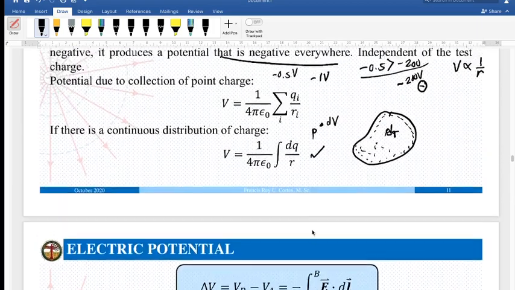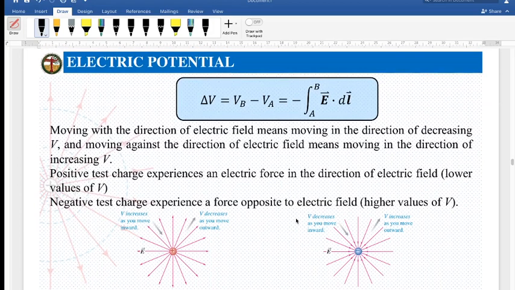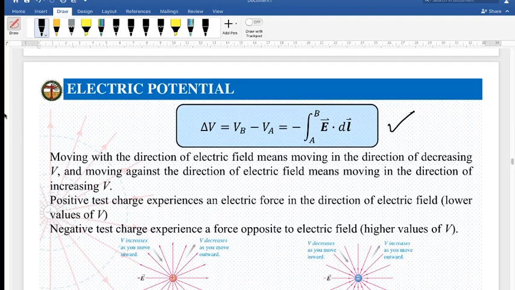Then next, it is better to understand the relationship of two intrinsic properties of a source charge, the voltage, the potential, and the electric field. The relationship between the potential and the electric field is given by this equation, which comes from the fact that the work from A to B divided by Q sub naught is equal to the integral of F dot dl over Q sub naught, from point A to point B.